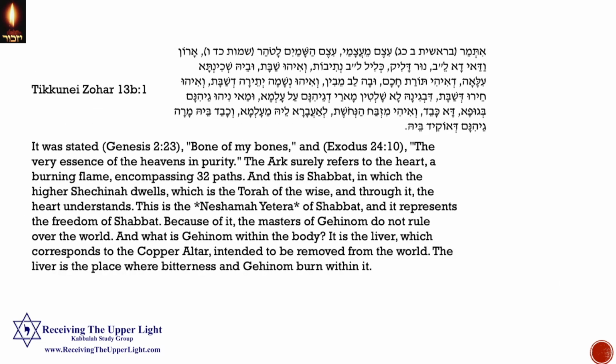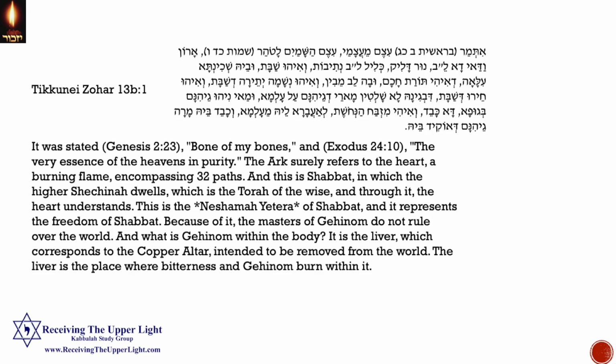Also, Tikkun Zohar says, "It was stated, bone of my bones, the very essence of the heavens in purity. The art surely refers to the heart, a burning flame encompassing 32 paths. And this is Shabbat, in which the higher Shekhinah dwells, and which is the Torah of the wise, and through it the heart understands. This is the Neshama Yetera, the extra soul of Shabbat, and it represents the freedom of Shabbat. Because of it, the masters of Gehinnom do not rule over the world. And what is Gehinnom within the body? It is the liver, which corresponds to the copper altar, intended to be removed from the world. The liver is the place where the bitterness of Gehinnom burns within it."